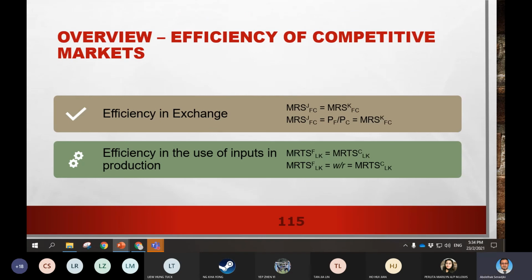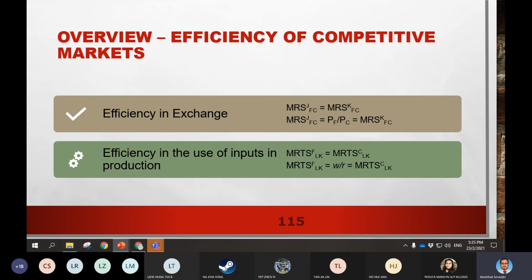So now we talk about an overview of the efficiency of competitive markets. If we start from the beginning, we talked about efficiency in exchange. We say that all allocations must lie on the exchange contract curve, so that every consumer's marginal rate of substitution of food for clothing is the same, or the marginal rate of substitution for James for food and clothes equals the marginal rate of substitution for K for food and clothes. We say it like that, right? If you remember at the beginning.